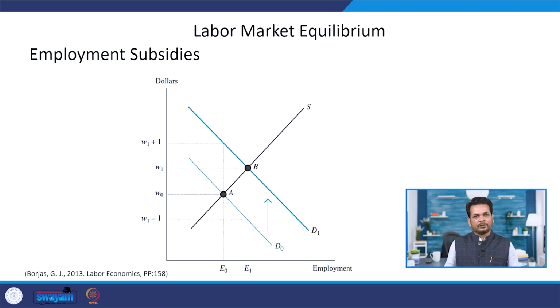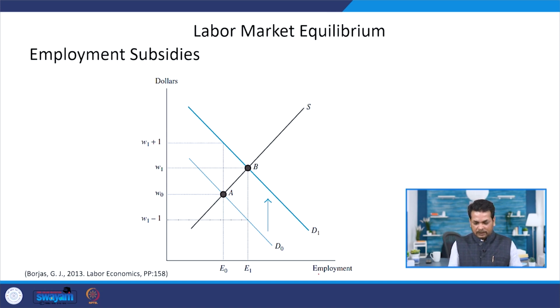Let us take an example to understand this impact of subsidy on the employment and wage outcomes in the labor market. Suppose the government grants the farm a tax credit of, let us say, $1 for every person hour it hires. Now, because this subsidy reduces the cost of hiring a person hour by $1, it shifts the demand curve up by exactly the same amount. So, let us try to understand how the employment subsidies affect the labor market outcomes.